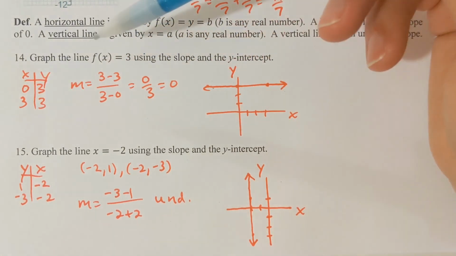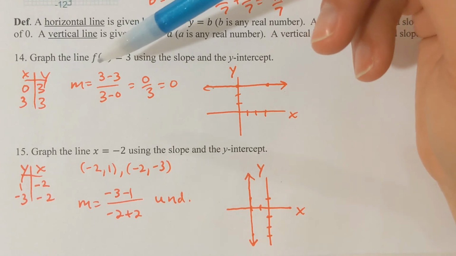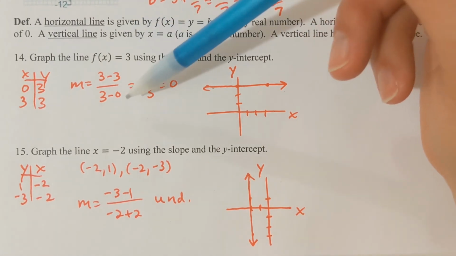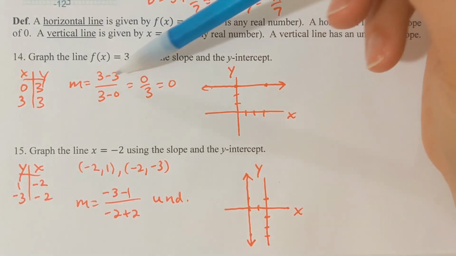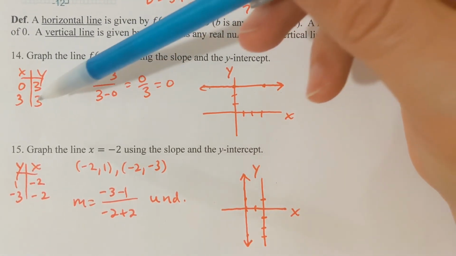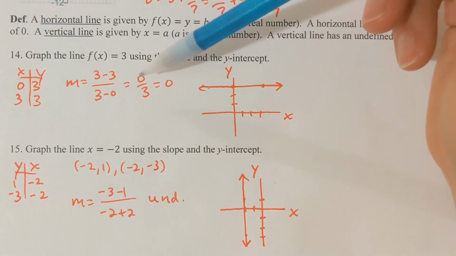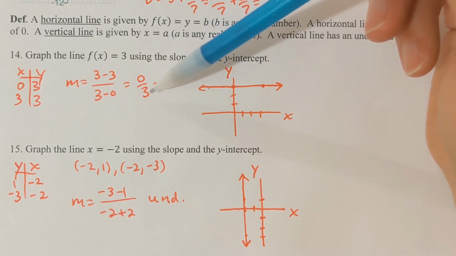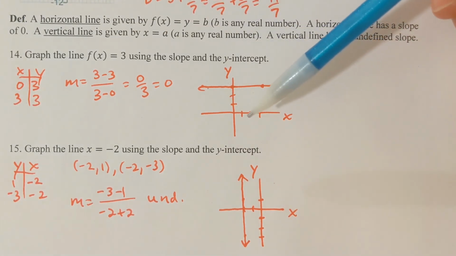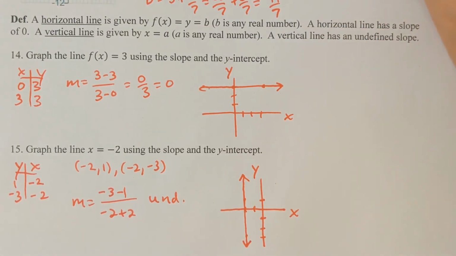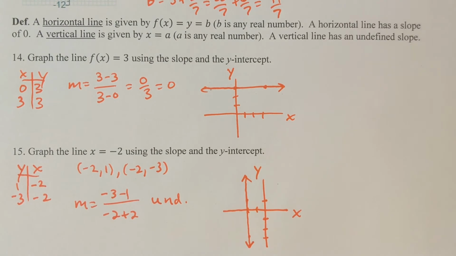Now in this table, I've been able to gather 2 points, and so I can compute the slope, change in y over change in x. The difference in the y values, 3 minus 3, divided by the difference in the x values, 3 minus 0. 0 over 3 is 0, so the slope of this line is 0. If you were to find the slope of any horizontal line, you would always get 0 in the numerator, and therefore a horizontal line is always going to have a slope of 0.